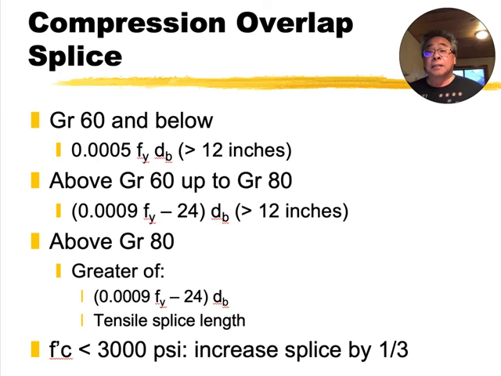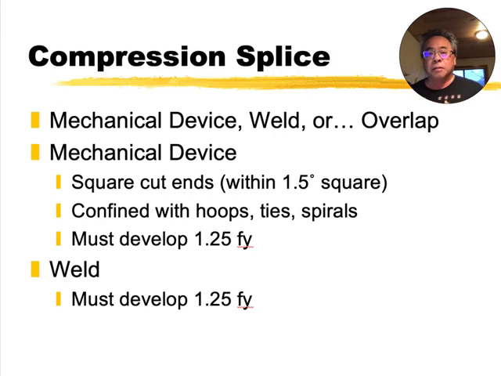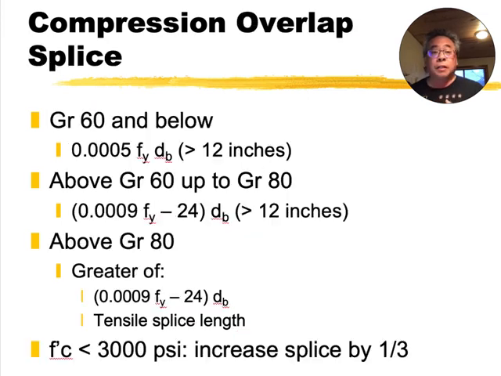Okay, what is the development length for overlap? Sorry, these two we're talking about are mechanical or weld. The third option is just overlap them like this. If you overlap them, if it's grade 60 or below, the overlap has to be 0.0005 Fy in PSI times the diameter of the bar, but not less than 12 inches.